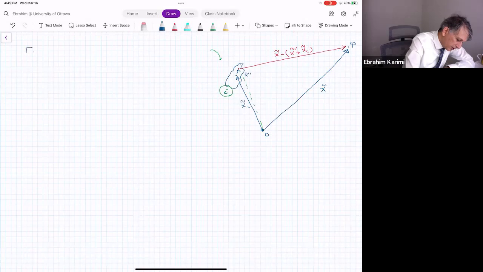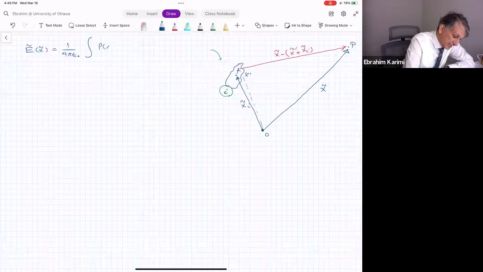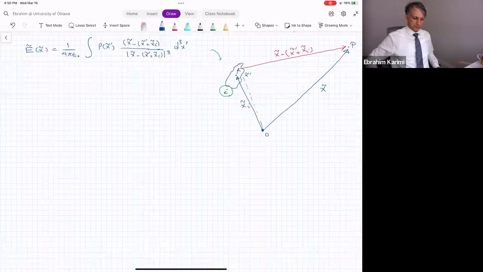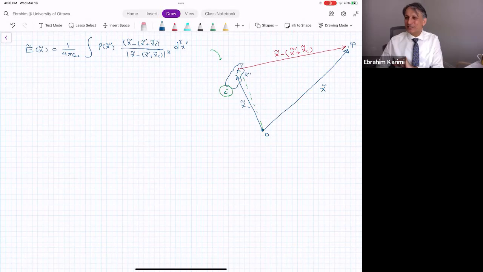The electric field at this point X from that specific molecule is given by 1 divided by 4 pi epsilon 0, integral of rho of X prime, because remember, the integral is happening on X prime, times X minus X prime plus XI, divided by the magnitude of X minus X prime plus XI to the power of 3, d3 of X prime. I could also do the calculation for potential. I'm doing it explicitly for the electric field for a specific reason that you will see later on. Questions?